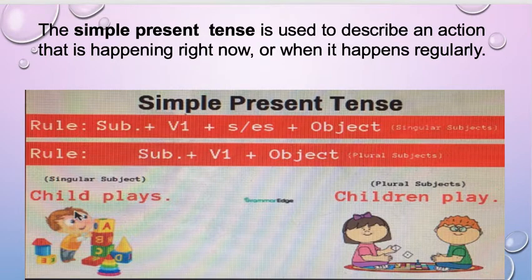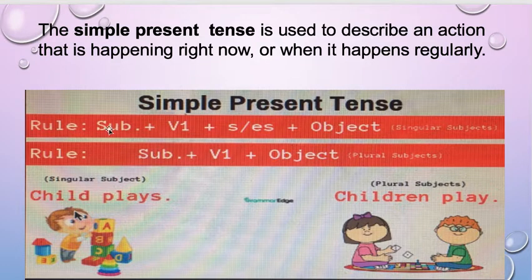Okay, students? Now, before doing the exercise, I just want to refresh what is simple present tense and what are the rules which we are going to follow when we are doing the exercise. Okay. So the simple present tense is used to describe an action that is happening right now or when it happens on regular basis. Okay, the action or state that is currently in progress or that is happening often. Okay, now you have to follow these rules when you are doing the exercise, when you have to convert the verb into a simple present tense.